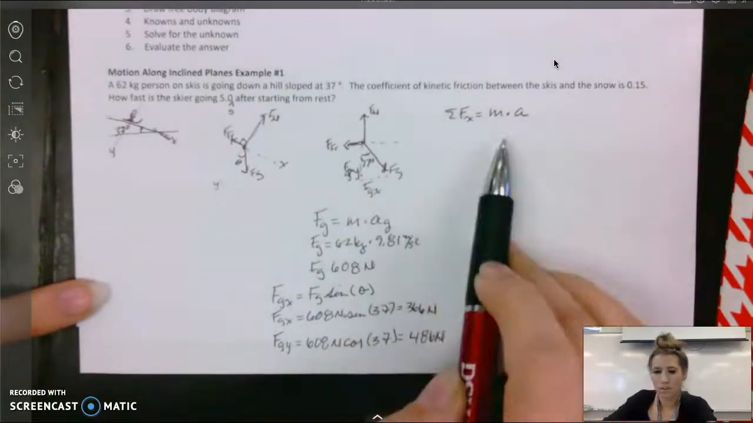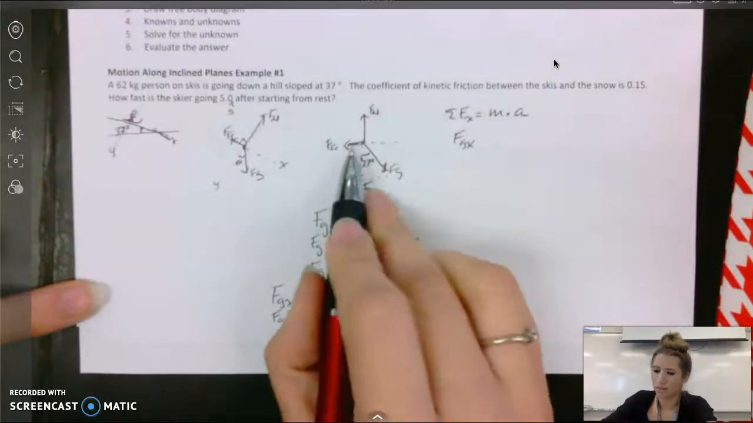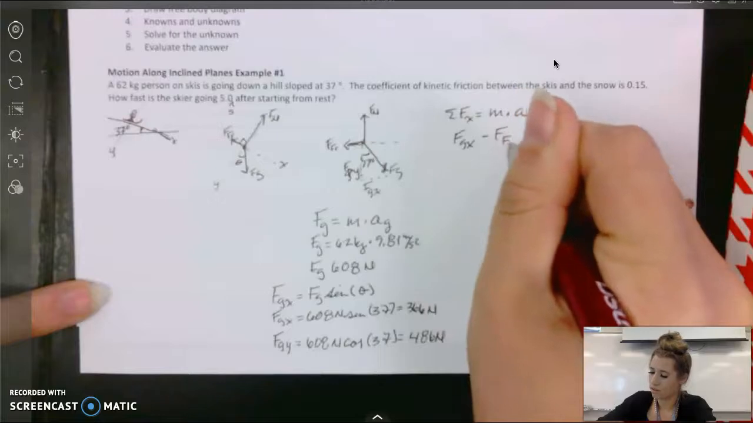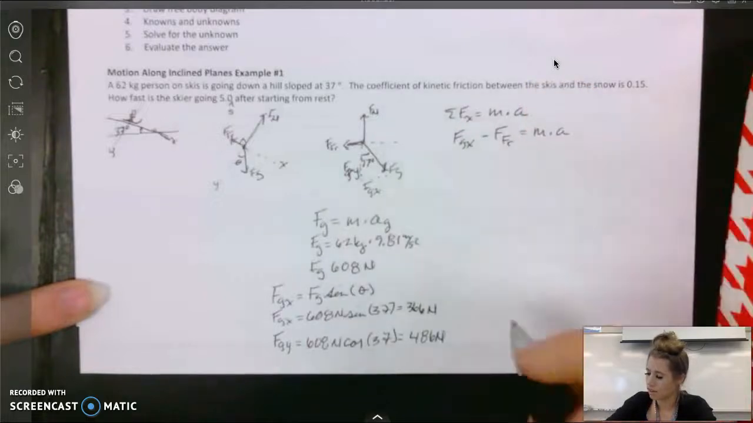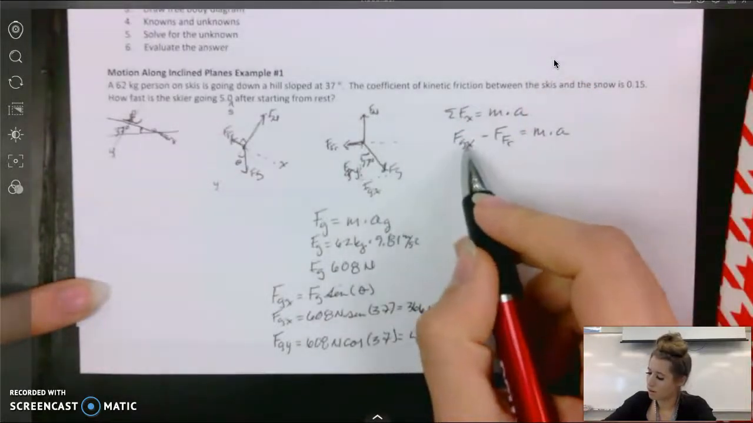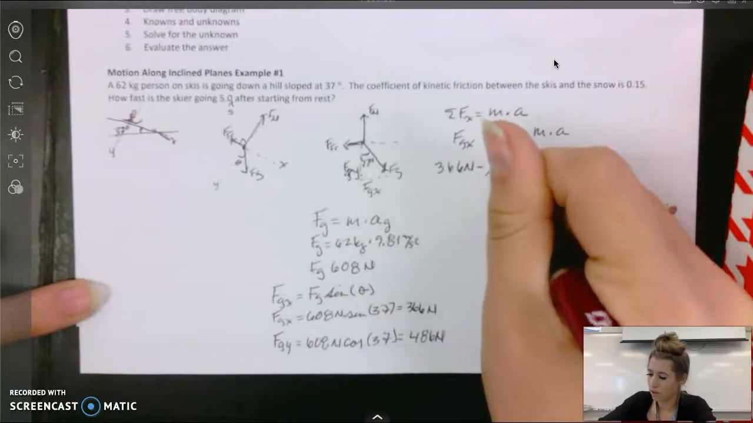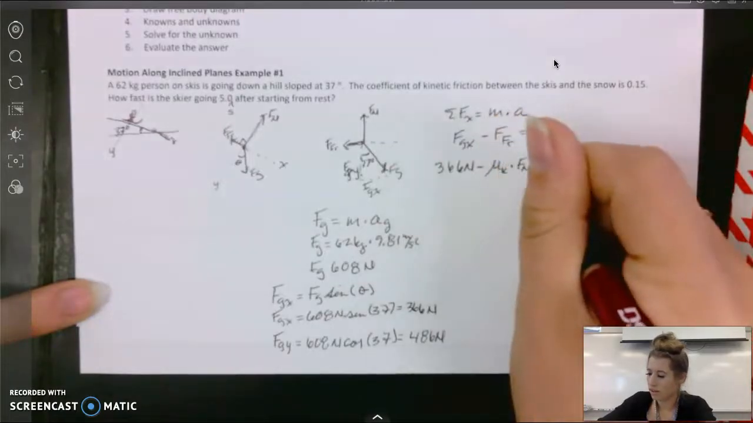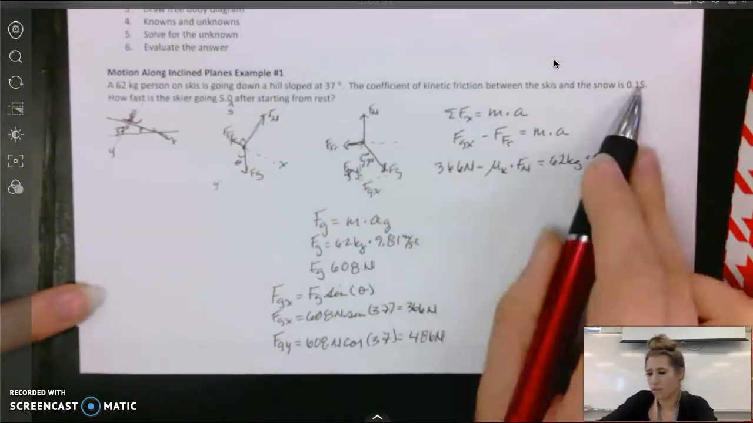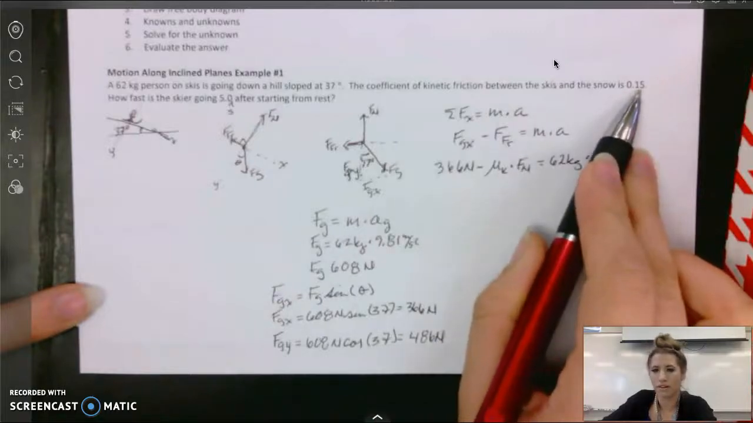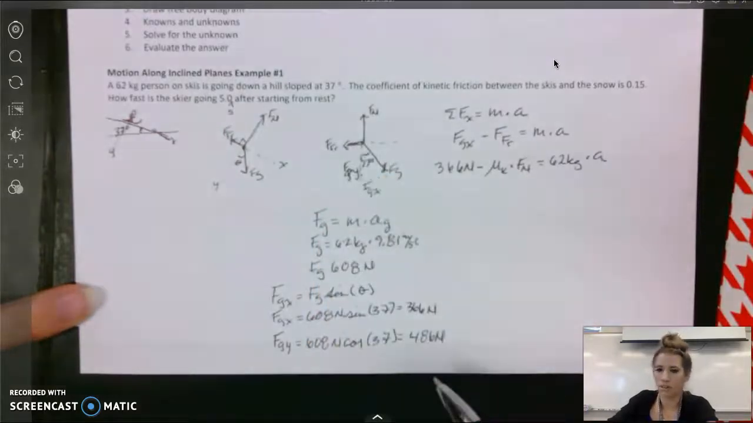Okay. So back to the sum of our forces here. We have a positive in the x direction, force due to gravity in the x, and then we're minusing our force due to friction. And that's the only forces in the x direction. So that's going to equal mass times acceleration. Well, we know what the force due to gravity in the x is: 366 newtons, minus friction, which is mu k times force normal, and that's going to equal mass, which is 62 kilograms, multiplied by acceleration. And remember, this mu k, this coefficient of friction, is 0.15. Okay? And so we have this. The only thing we don't have is that normal force. So let's look at the sum of the forces in the y direction, see if we can determine that.